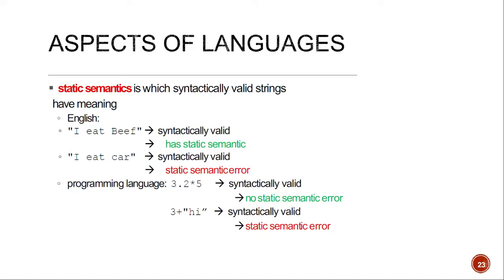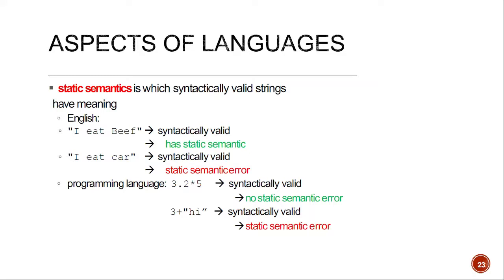The second potential source of error is in the semantics. Semantics refer to the meaning. Although you might have a syntactically valid expression, it might be erroneous in terms of semantics. For example, the sentence "I eat beef" is syntactically valid and semantically valid because it has a meaning. On the other hand, "I eat car", although it is syntactically valid, semantically this is an error because you cannot eat a car.